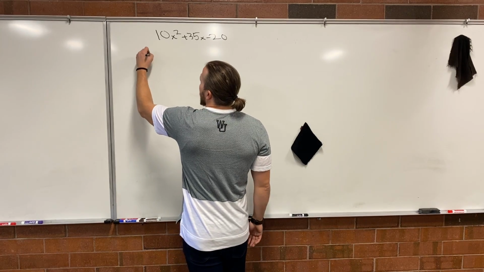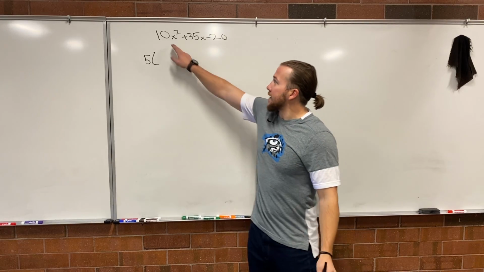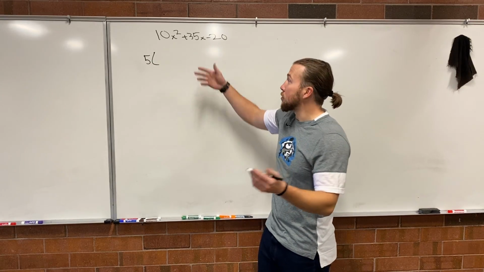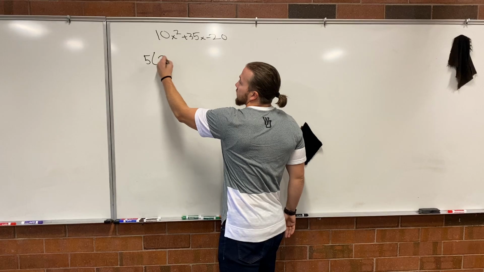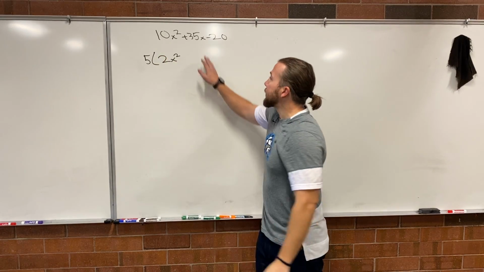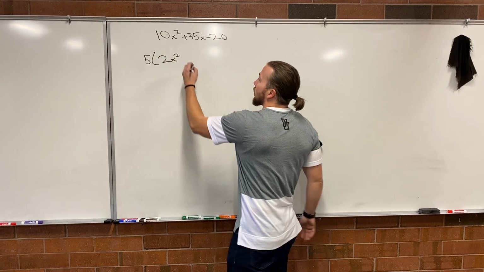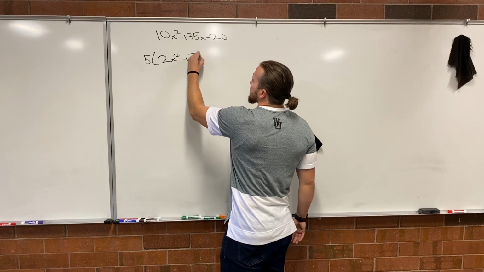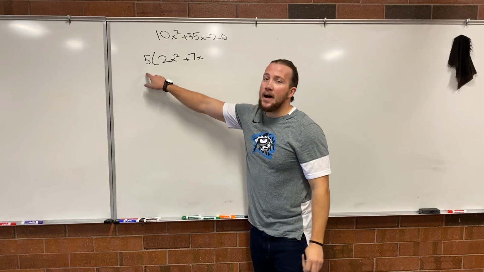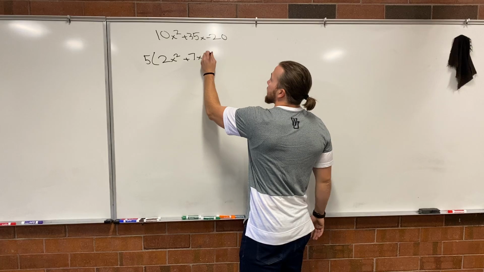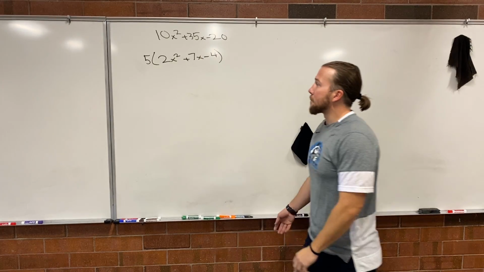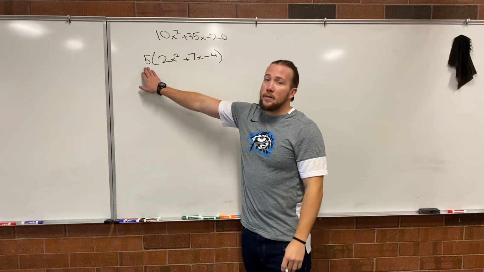So we're gonna have 5 on the outside, and now when I do 10 divided by 5, that is 2. So 10x squared becomes 2x squared. Okay, 35 divided by 5 is 7, so we're gonna say plus 7x. Okay, and then 20 divided by 5 is 4. So we're gonna go minus 4. Okay, so now we factored something out at the start. We factored out a 5.